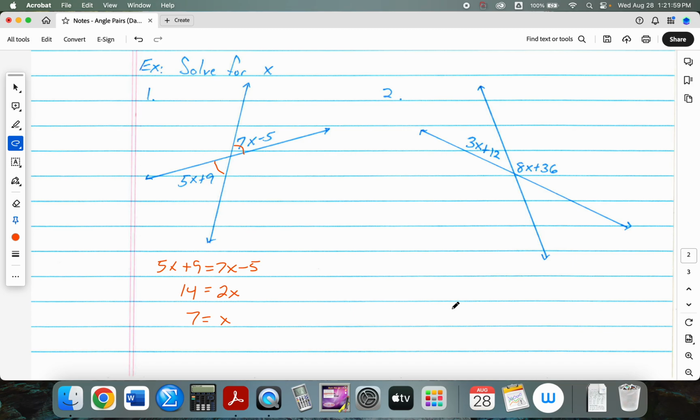And then for number 2, what type of angles are those two? Actually, let me write this. These are vertical angles.